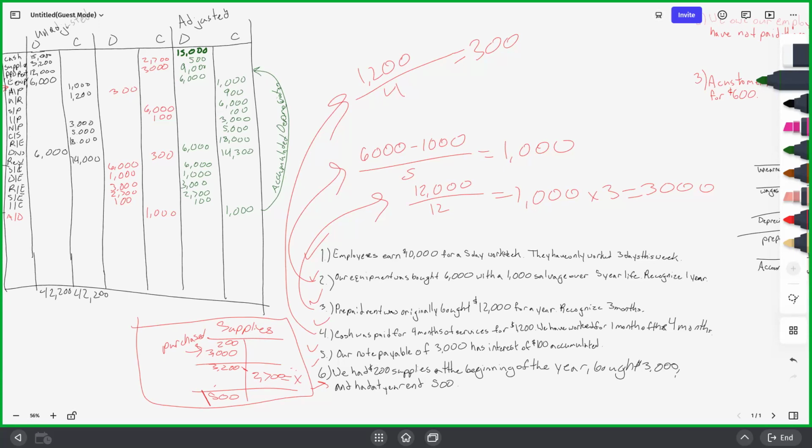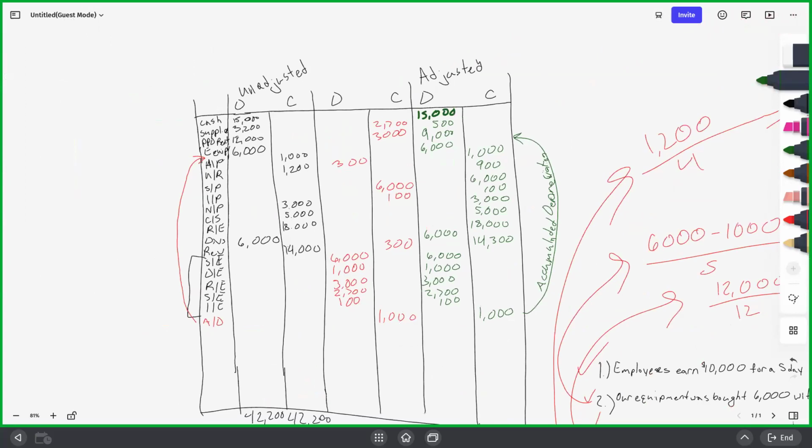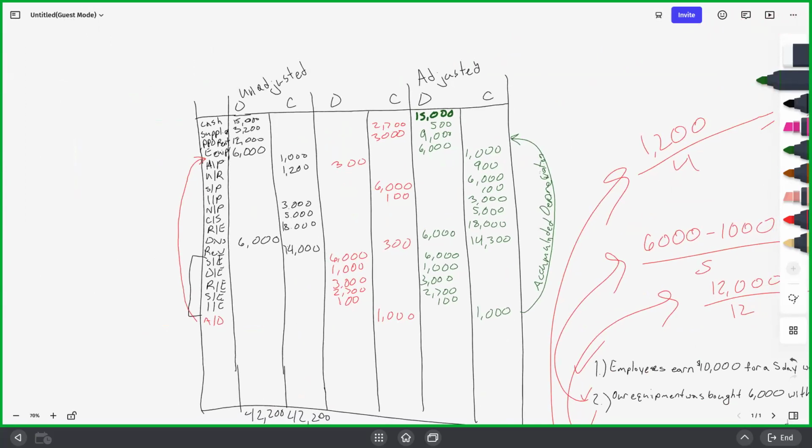I know it's a lot. The accounts we've gone through are cash, supplies, prepaid rent, equipment, accounts payable, unearned revenues, salaries payable, interest payable, note payable, common stock, retained earnings, dividends, revenue, salaries expense, depreciation expense, rent expense, supplies expense, interest expense, and accumulated depreciation, we forgot, so we put it at the top. You kind of came in at like the very end of this.